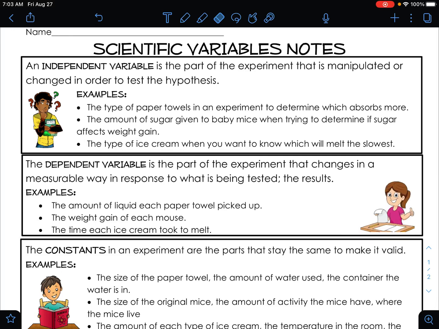Hi guys, we are going to go ahead and read through our scientific variables notes.